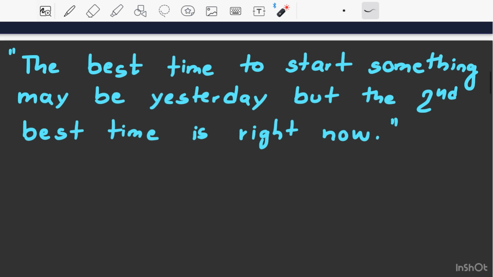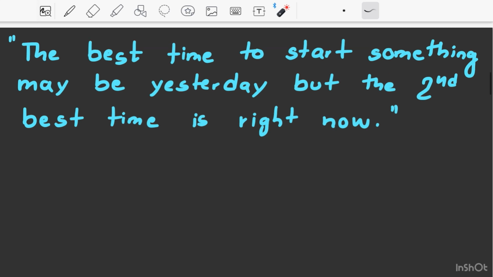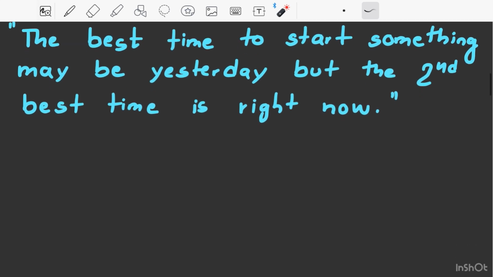So let us start with a quote which I wrote a few days back. The best time to start something may be yesterday, but the second best time is right now. So with this we start a journey into medicine.